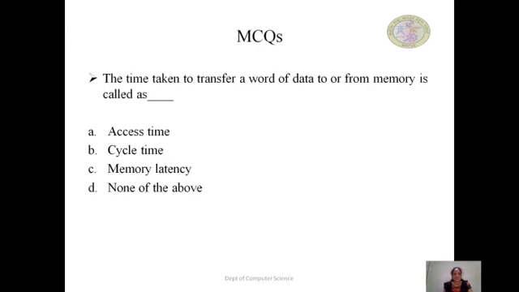The next question, the time taken to transfer a word of data to or from the memory is called as option A, access time, option B, cycle time, option C, memory latency, and option D, none of the above. The time taken to transfer a word of data to or from the memory is called latency. So the option is C, that is memory latency.